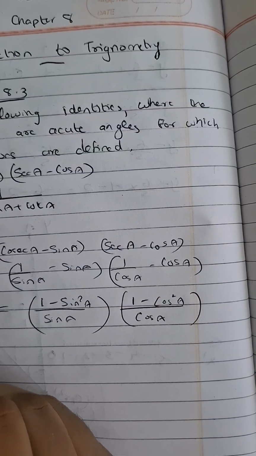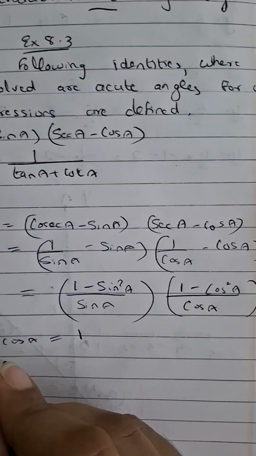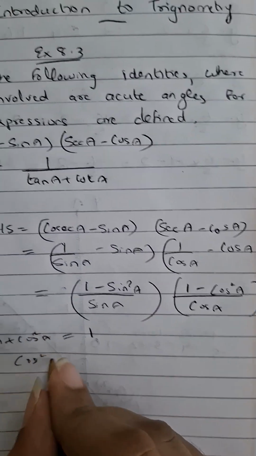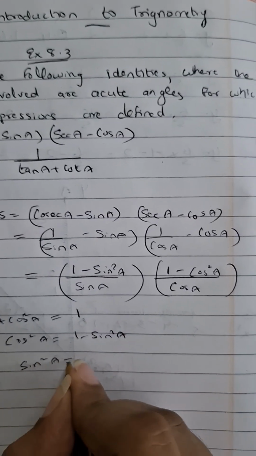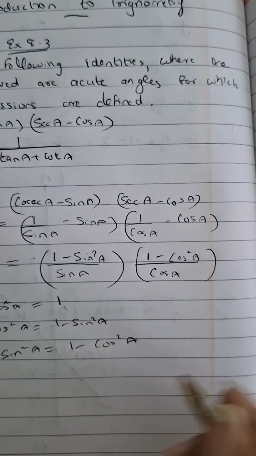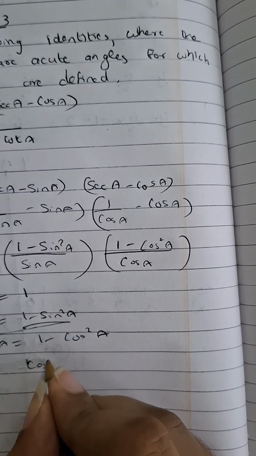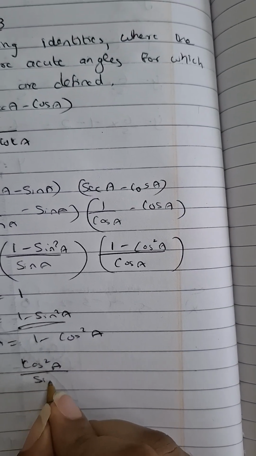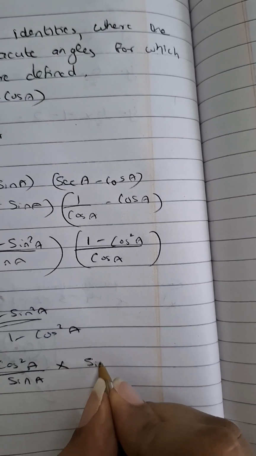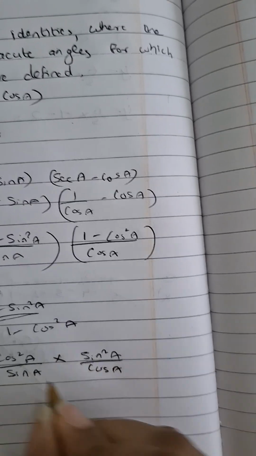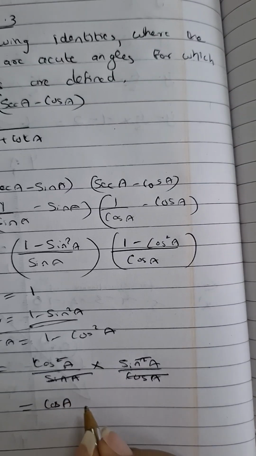Sin square A plus cos square A is equal to 1, right? So, cos square A is equal to 1 minus sin square A and sin square A is equal to 1 minus cos square A. So, let's substitute: 1 minus sin square A is cos square A, right? Cos square A by sin A into 1 minus cos square A, which is sin square A, by cos A. So, we can cancel this. So, we get cos A sin A.